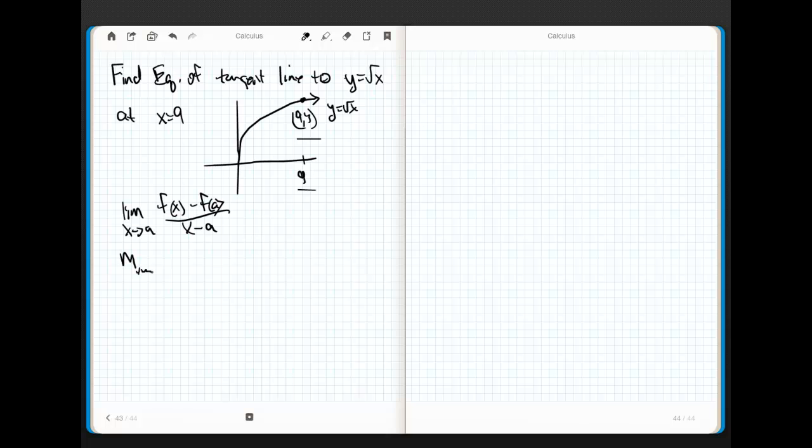So here we go. The slope of the tangent is equal to the limit as x approaches 9. Now, the way I draw my a's, it almost looks like a 9, doesn't it? And I've got f of x, which is root x, minus f of a. So f of 9 was 3, right? All over x minus 9. Fair enough? So we plug it in. I throw a 9 in here, I get 3. 3 minus 3, 9 minus 9, 0 over 0. Boo. Unhappy.